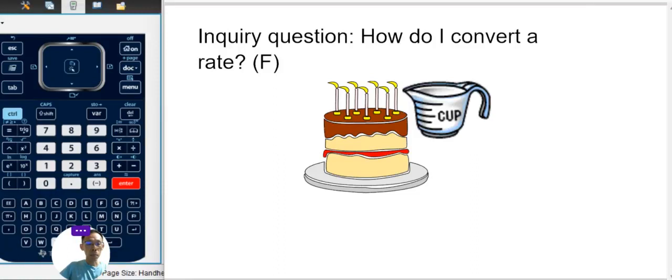With me, my name is Ming. Today we look at this inquiry question. How do I convert a rate?